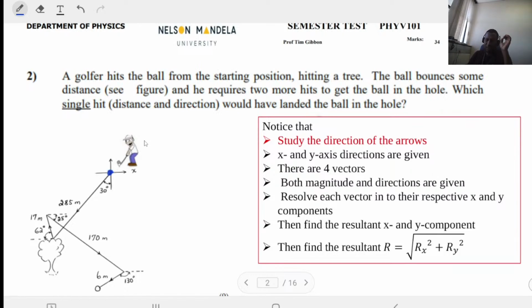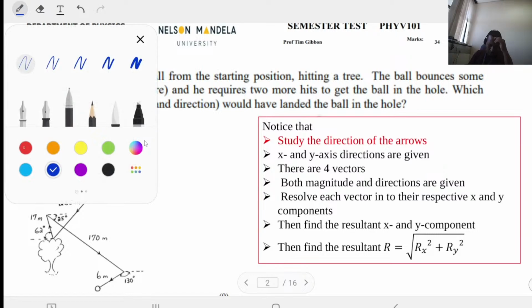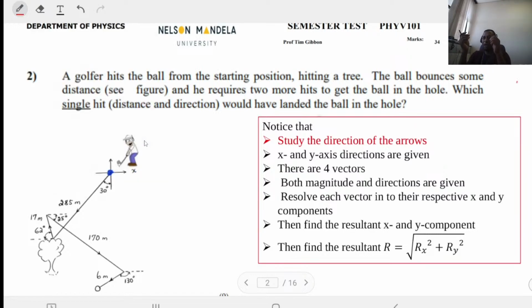The ball is started there, let's assume. Then, because this guy is not that good, like me when I play, I never play golf, but if I think of going to play, I know it's going to be ups and downs. Check what happened. The golfer hit from the starting point, then the first hit took him down by this angle, a distance of 285 meters.